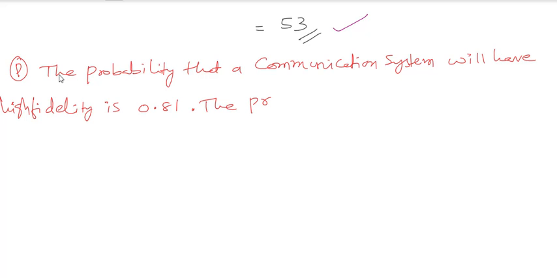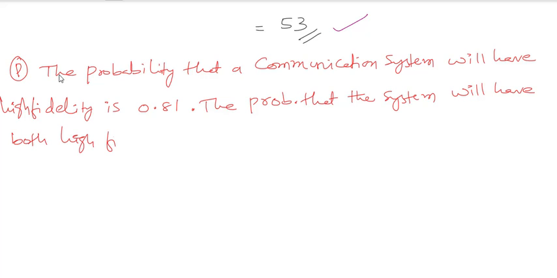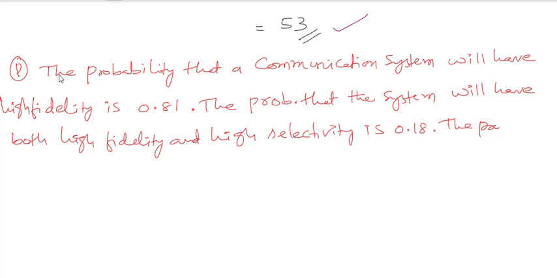The probability that the system will have both high fidelity and high selectivity is 0.18. Right?